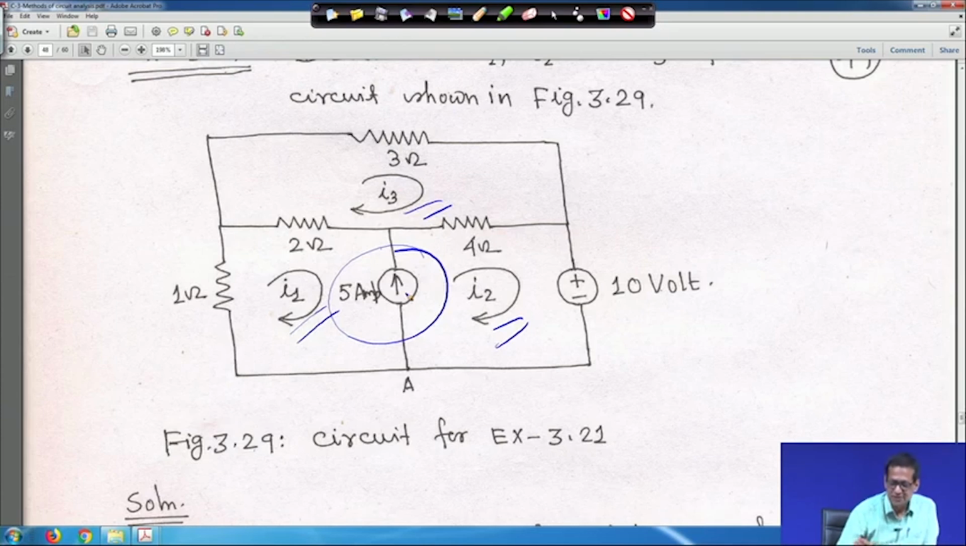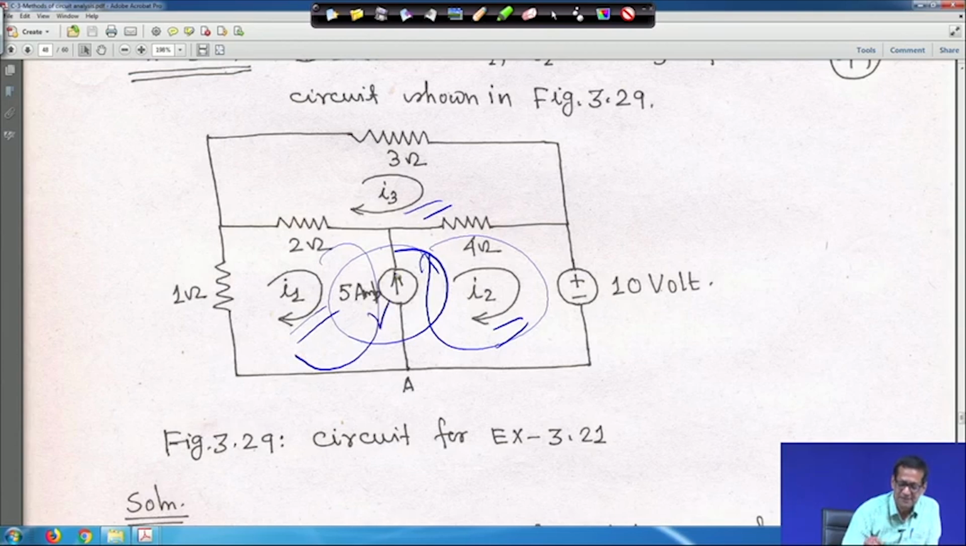If you look into this, the current we are taking this way, if you take the loop, is I2, and this direction is I1, and the 5 ampere is shown upwards. Now we have to see how we can solve this one, because this is creating a super mesh. Because of that a constraint equation will come. So, because it is a super mesh, one constraint equation will be there.